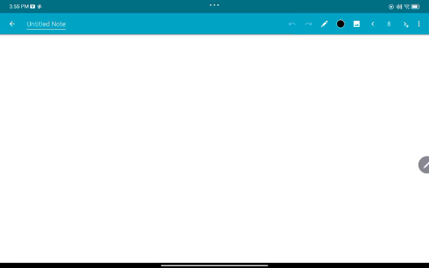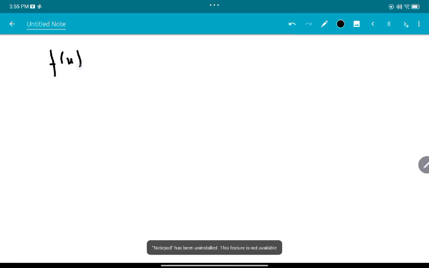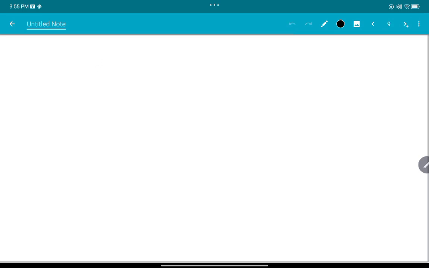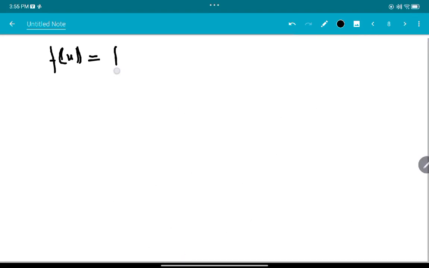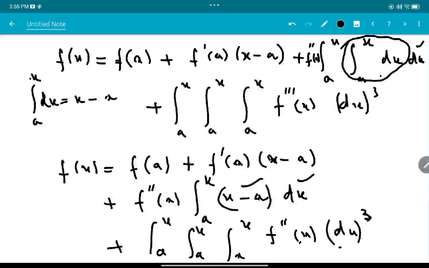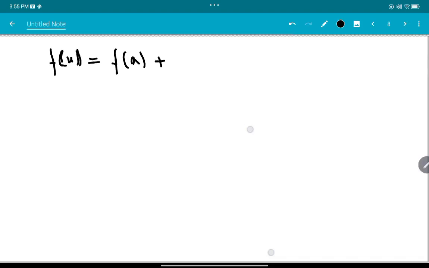Finally, we have now the next page. We have f x is equal to. Let us collect the terms till now. What are the terms? f x is equal to, first term is f a. Second term, let us go back and see, is f dash a x minus a.